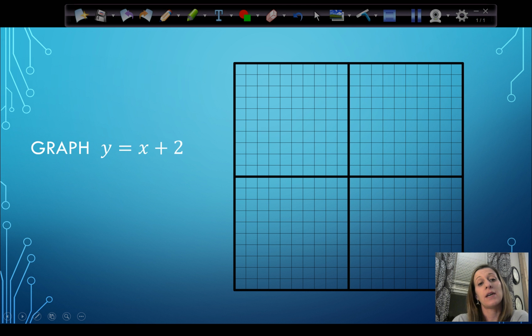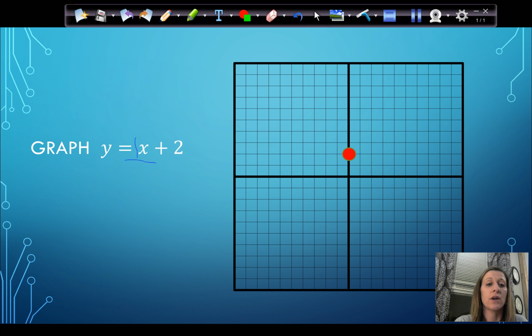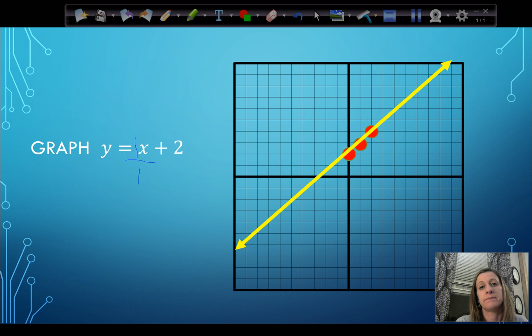Okay, so this is y = x + 2, so my y-intercept would be 2, so I'm starting at +2. The coefficient of x is not written. You need to understand that that's a 1, and then as a fraction, that's 1 over 1. And so from the 2, we're going to go up 1 over 1, up 1 over 1, and then you can make your line.